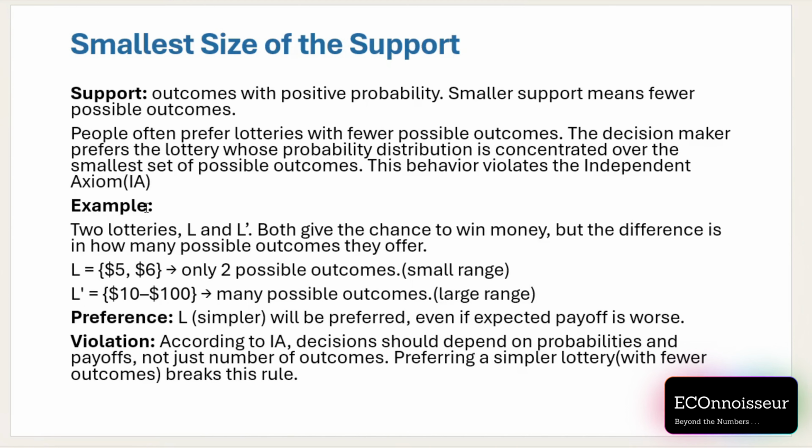For example, lottery L has 2 probabilities, which is a small range, and lottery L prime has many probabilities, from $10 to $100. But the decision maker chooses lottery L over lottery L prime because it has the smallest size of the support, which violates the independence axiom, because the independence axiom says we have to see the overall payoff. The overall payoff is higher in lottery L prime, which has the biggest range, but the decision maker chooses the smallest range, and that violates the independence axiom.